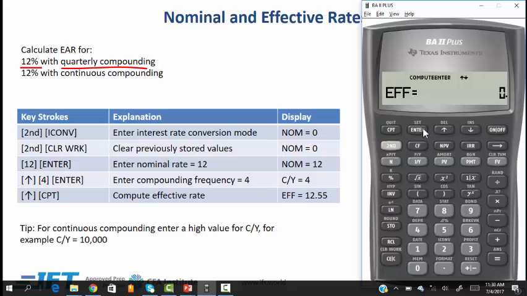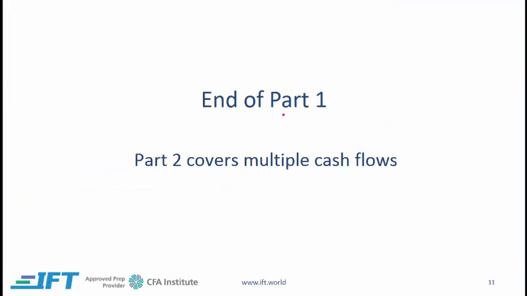Then hit the up arrow and compute. The effective annual rate is 12.55%. This is saying that a nominal or stated annual rate of 12% is equal to an effective rate of 12.55% when we have quarterly compounding. Now if we want the effective rate assuming continuous compounding, then the tip is that for CY we just plug in a very high number such as 10,000, and that is going to give us the effective rate assuming continuous compounding. So that is it for this particular segment.